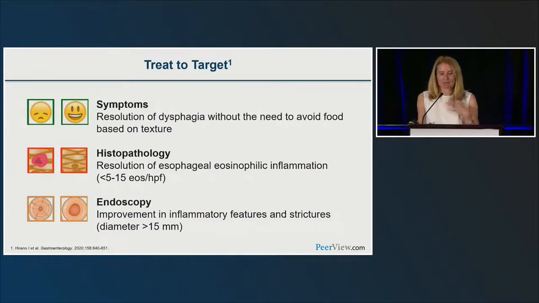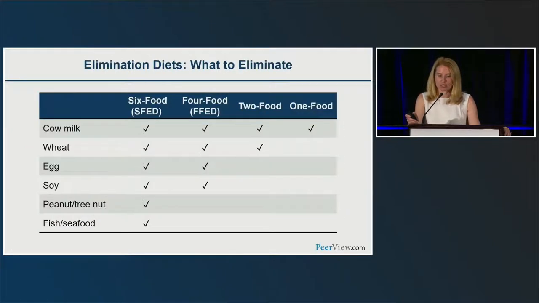So again, the target is to treat both resolution of dysphagia and food avoidance. We would like to improve our histopathology, and we would like to see an improvement in those EREFs that Sandeep touched on earlier. And so diving into diet therapy, when people say SFED or six food elimination, what do they mean? The six food elimination is milk, wheat, soy, egg, peanut, and fish, whereas four foods is cow's milk, wheat, egg, and soy, two food is milk and wheat, and then lastly, cow's milk as a one food option.